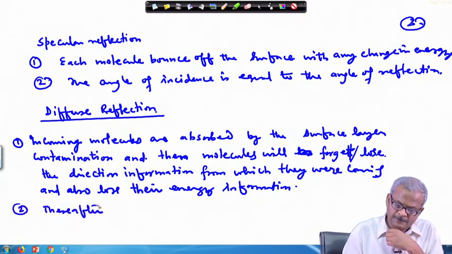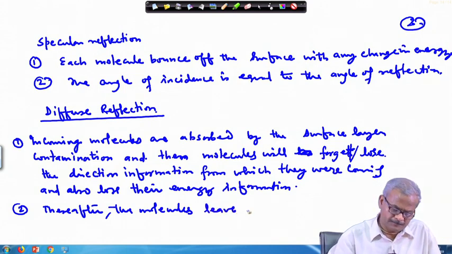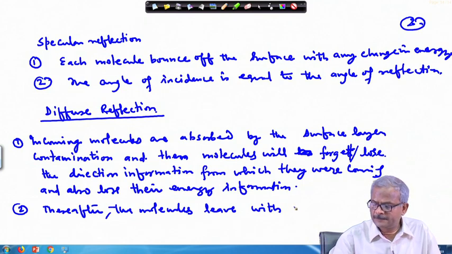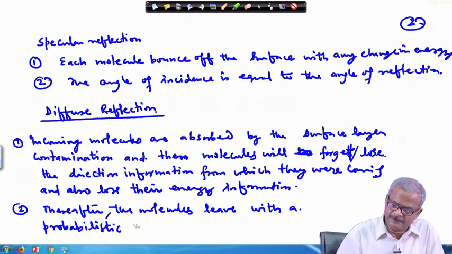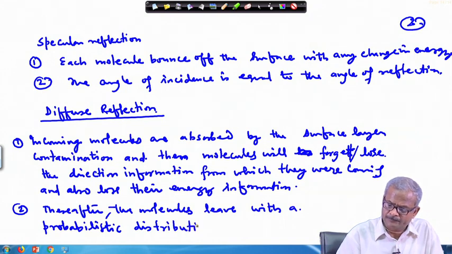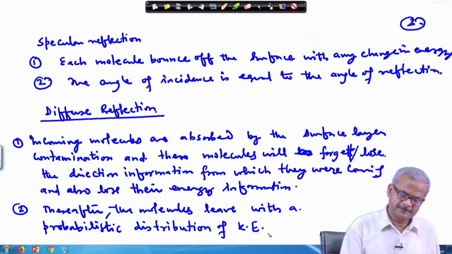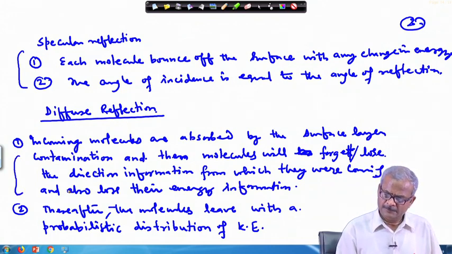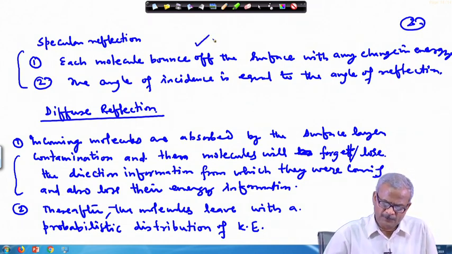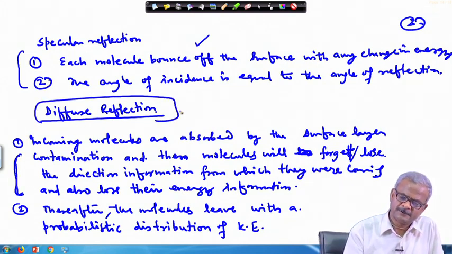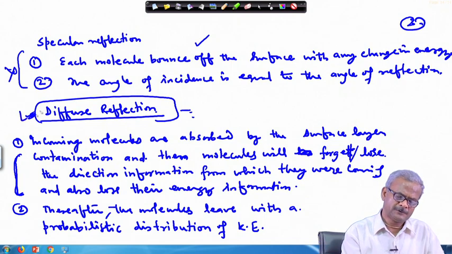So, thereafter the molecules leave with a probabilistic distribution of kinetic energy. These two are totally different mechanisms. This mechanism happens only with a few molecules, but the majority of them undergo diffuse reflection. So we will take up this one, and all the calculations are done based on this only, not on the other. So this is not used, only this will be used.